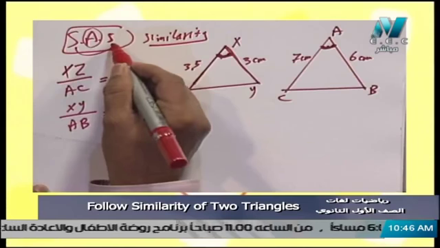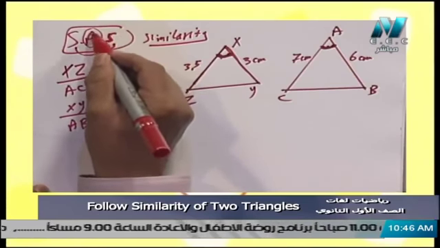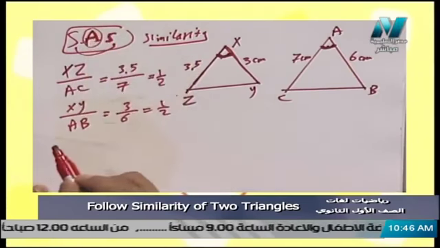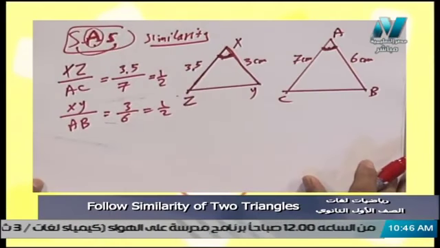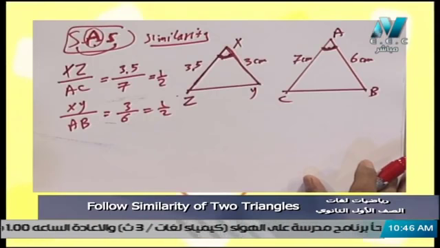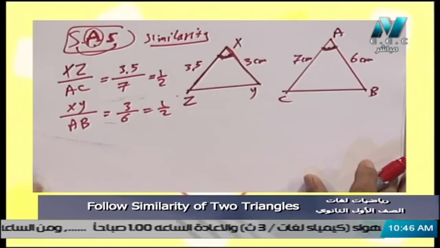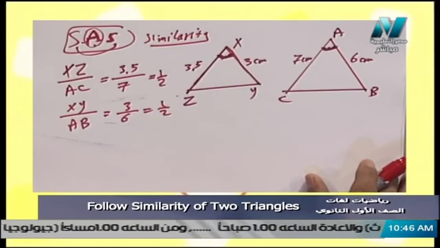Two sides are proportional, and the included angle between them is equal in measure. So the two triangles, if they satisfy these two cases, will be similar.